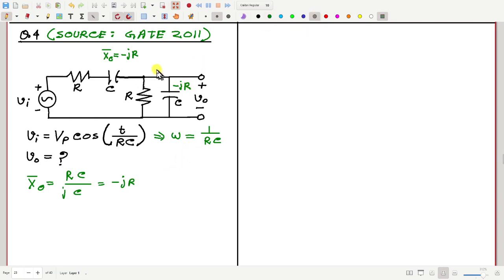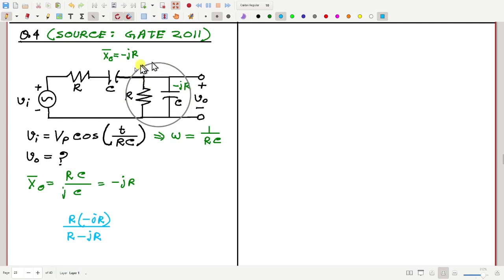Now let's consider these two together in parallel. What will be the impedance of these two in parallel? That will be R into minus JR divided by R plus R minus JR, absolutely right. So this is the impedance of this circled portion.